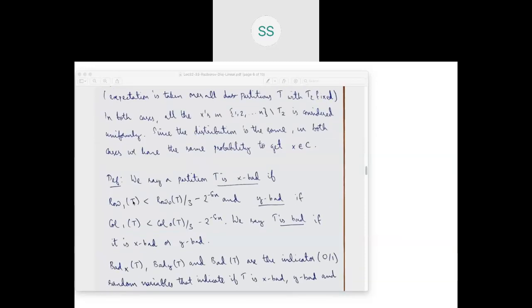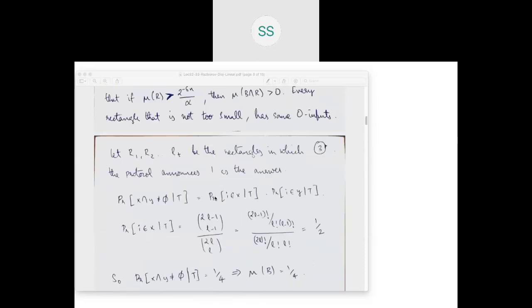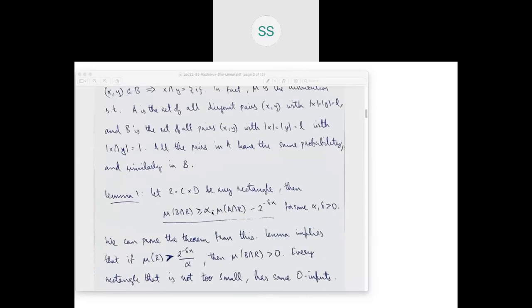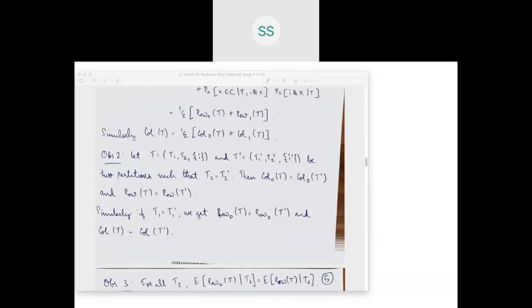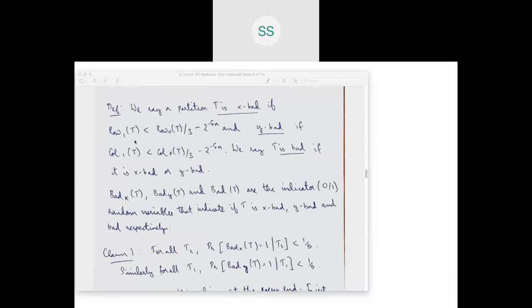Then we define bad partitions. We say a partition is x bad if it satisfies this condition. So this is going against the statement of the lemma. The statement of the lemma was that the measure of the 0 partitions is at least something. So we say something is bad if the measure of rho 1t, which is supposed to contribute to the measure of zeros, is strictly less than the measure of rho 0t, which is supposed to contribute to the ones. And y bad similarly for columns. And we say t is bad if it's either x bad or y bad.